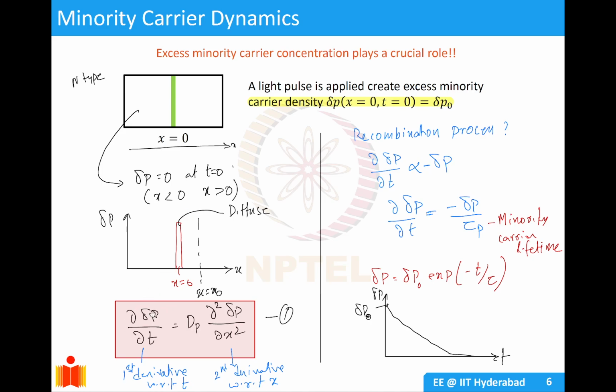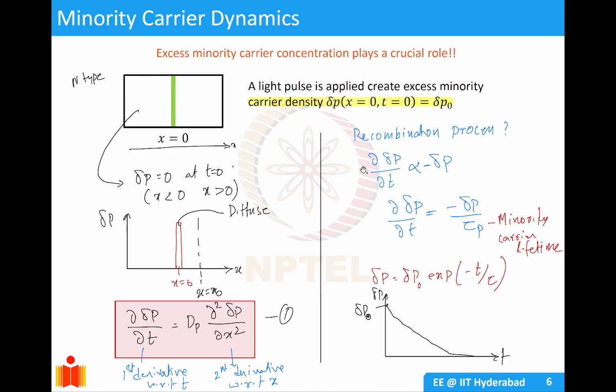If you do del of delta p by del t, it is given as Dp times del square delta p by del x square. So first derivative with respect to time and second derivative with respect to position.